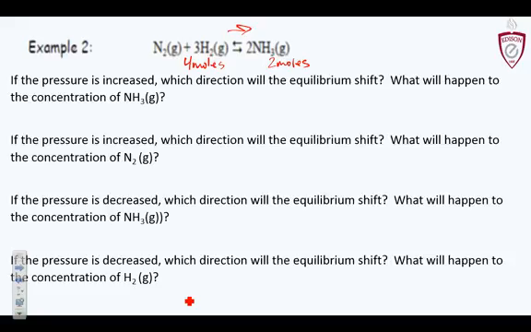If the pressure is decreased, now this is the opposite direction. If I decrease the pressure, I'm going to move towards the more moles, so now I'm going to go left. NH3 gas is on the right-hand side, so it's going to drop. If the pressure is decreased, which direction will the equilibrium shift? Again, to the left. What will happen to the concentration of H2? If I'm shifting to the left and H2 is on the left, it's going to go up. It's going to increase.